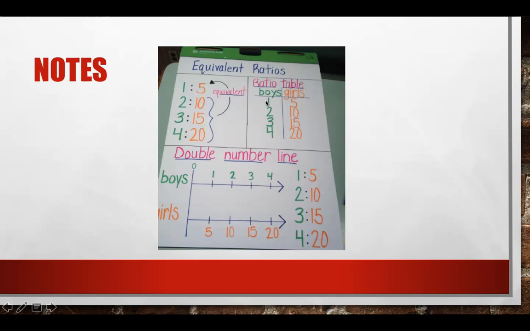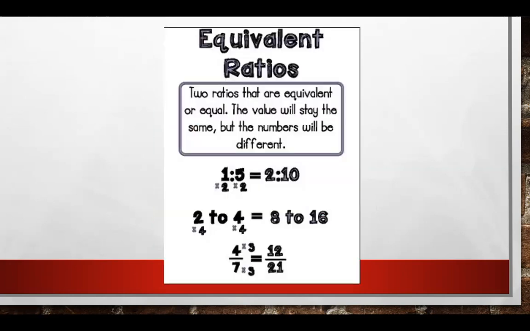So when the boys double from 1 to 2, the numbers double from 5 to 10. Likewise, when it tripled from 1 to 3, 5 did triple to 15. And then we have a number line here to explain the same. So, equivalent ratios are two ratios that are equal. The value will stay the same, but the numbers will be different. Again, we have the same kind of example.